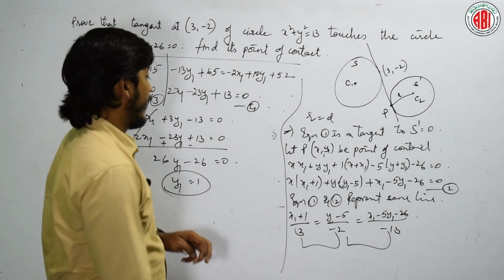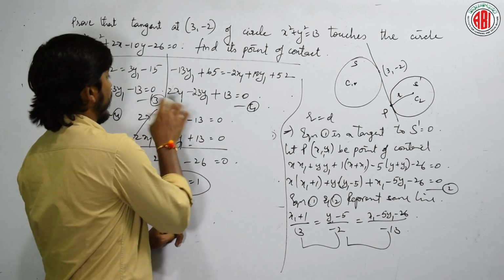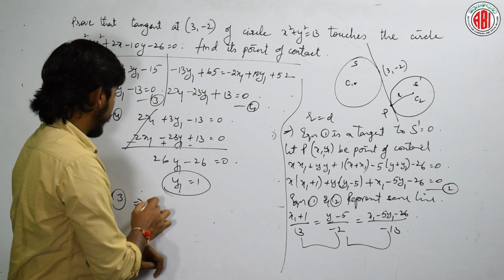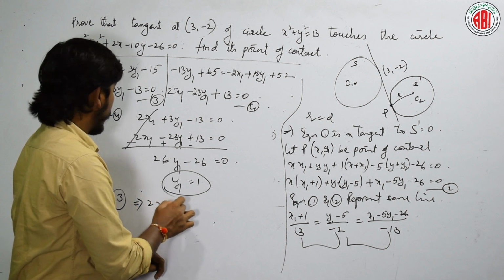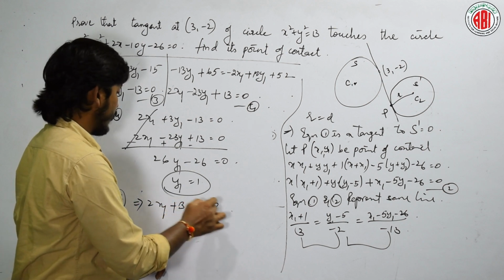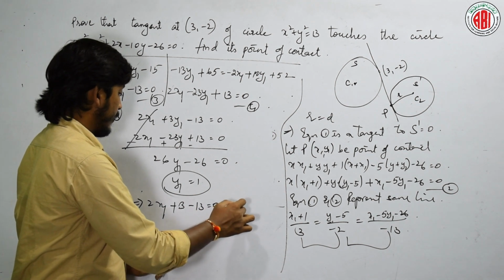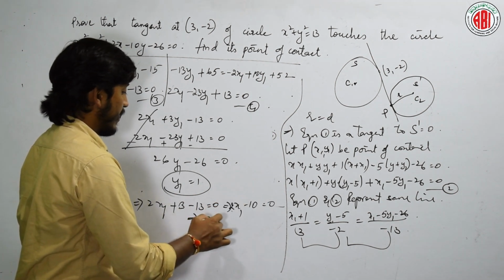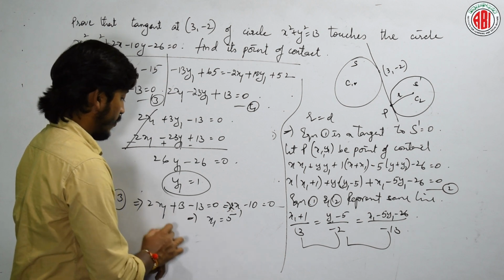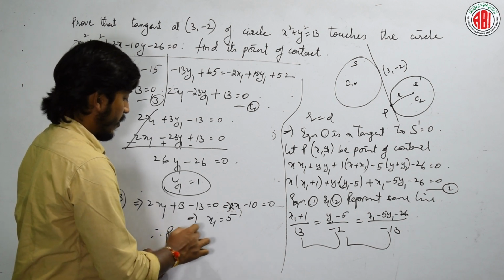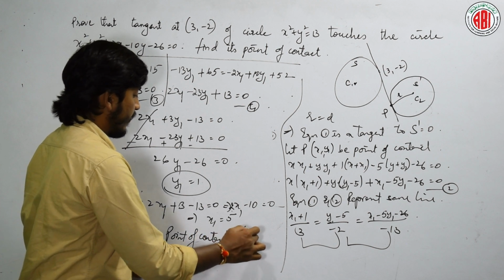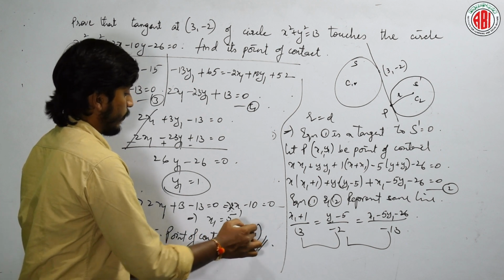Is it? And let us substitute this in any one of the equations. Let us say in 1. From 3, I will get it as 2x1 plus 3 minus 13 equal to 0. That is 2x1 minus 10 equal to 0. I will get it as x1 as 5. Therefore, point of contact is 5, 1. Clear?